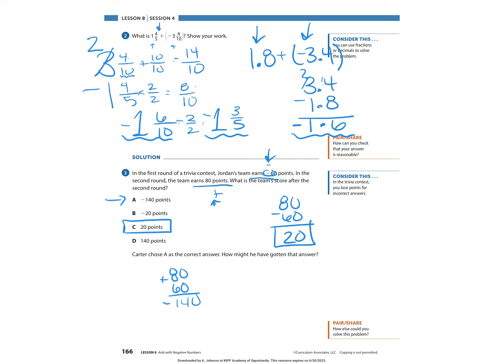When your signs are different, you have to subtract. So Carter added 80 plus 60. Really, he added negative 80 plus negative 60, if we're going to be exact.